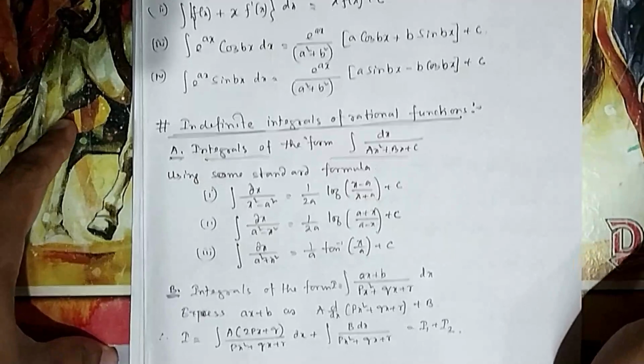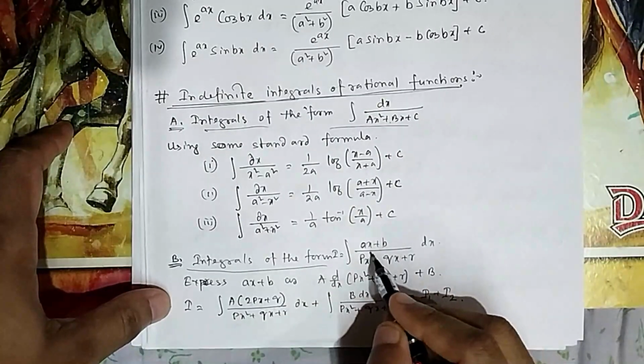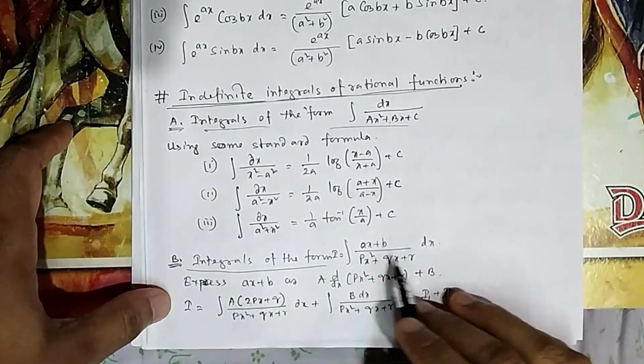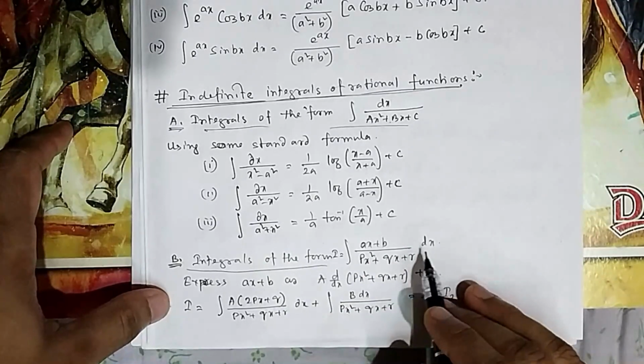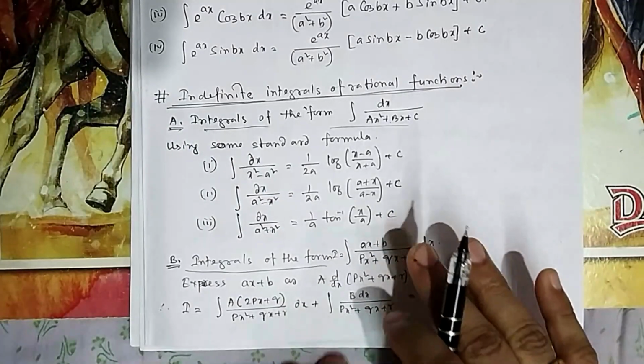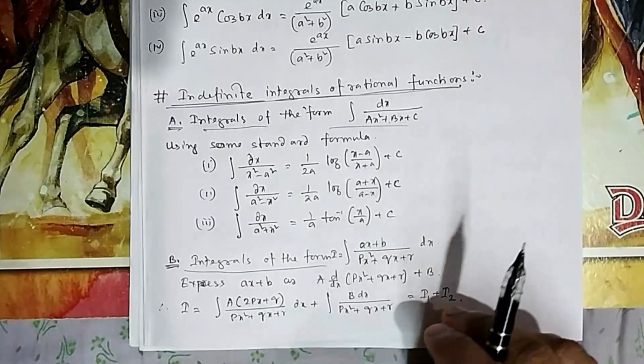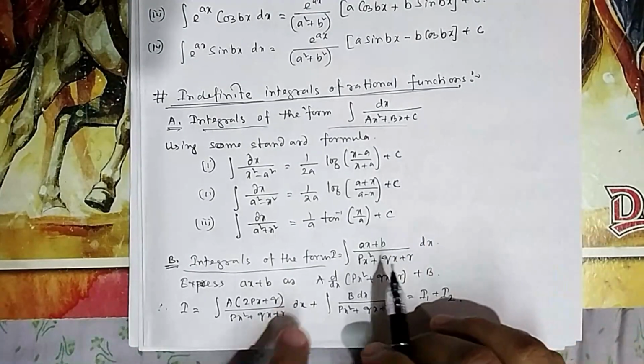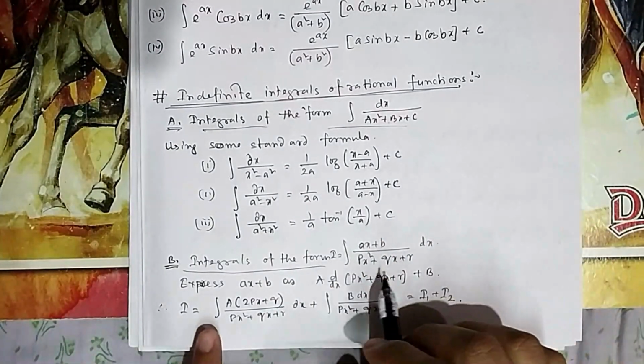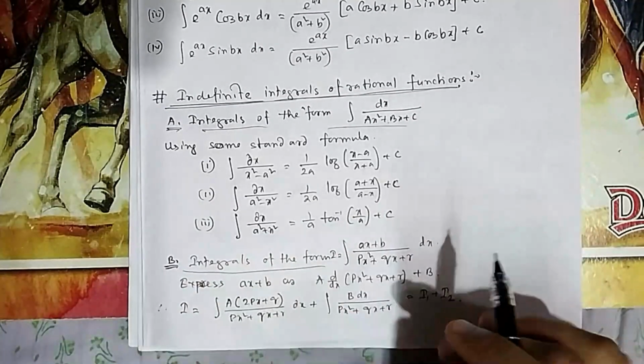Now suppose your integral is in the form of ax plus b divided by a quadratic, so some linear divided by quadratic. There are lots of formats. Whatever format I found useful, I have written here. If more is required, I will explain it during the questions. So I thought that will be okay. That's why I am discussing only this much.